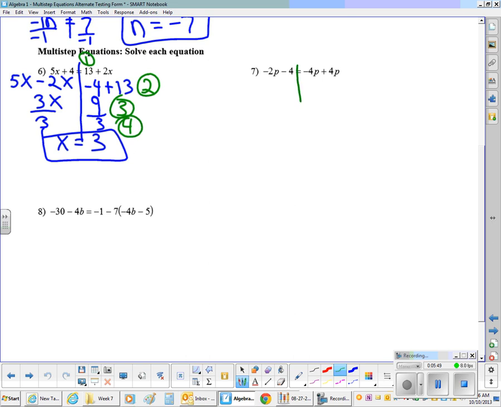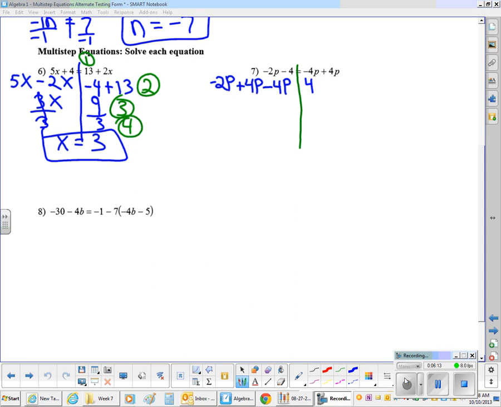So we start by drawing the line. That's step 1. Step 2, we sort the terms. So negative 2p stays. Negative 4 becomes positive 4. Negative 4p becomes positive 4p. And 4p becomes minus 4p.